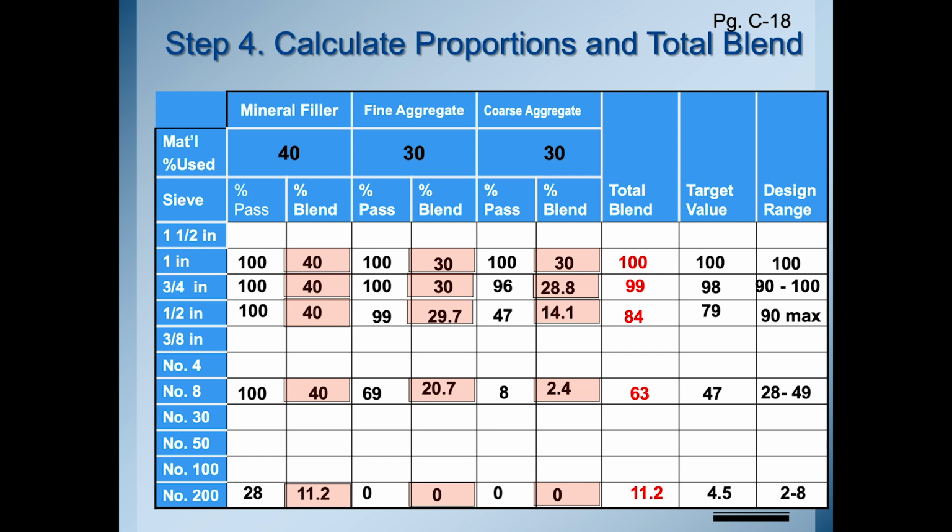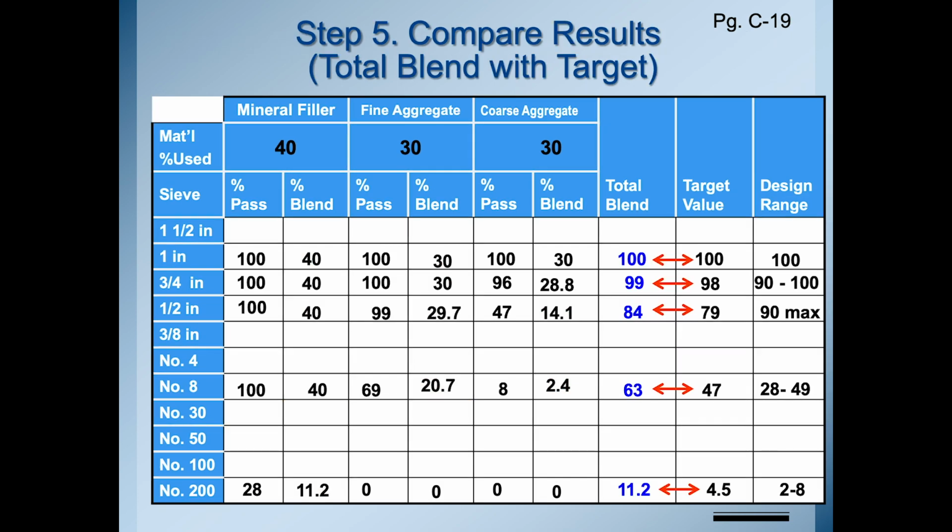Skipping on down to the half-inch sieve, we total all those together: 40 plus 29.7 plus 14.1, and you get 84. Again, keep in mind that the upper sieves, with the exception of the number 200 sieve, are rounded to a whole number. For the number 200 sieve, in this case, we only had one sieve that had material on the 200 sieve, and that was the mineral filler. So you take 11.2, we had 0 on both the fine and the coarse aggregate, so we get an 11.2 for the total blend. Now, just as we did before, we're going to compare those to our target values.